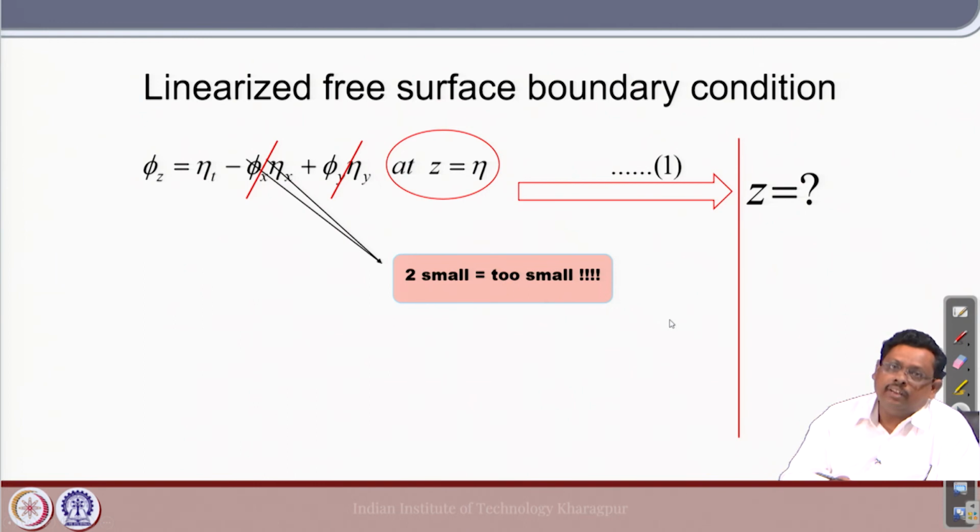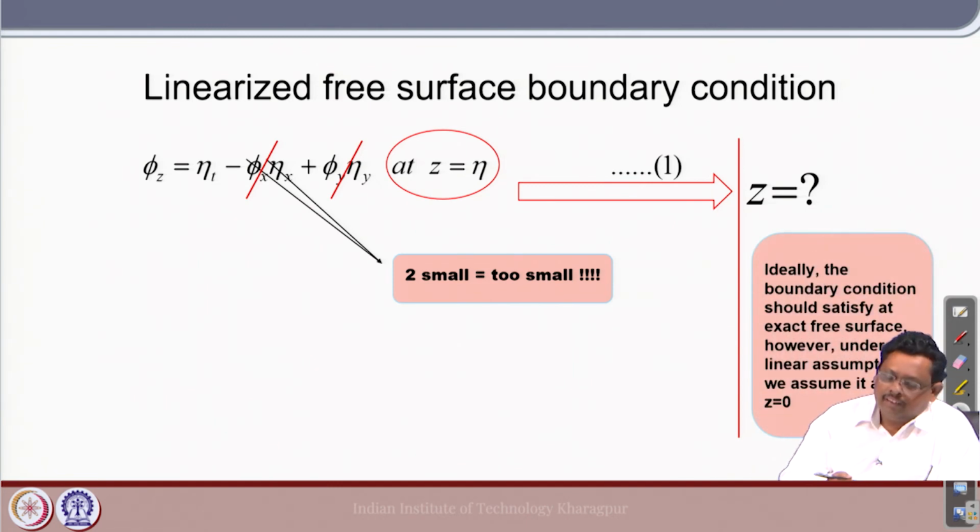This is a very important question. Ideally speaking, we should apply it at z equal to eta. That means you should apply this equation at the exact free surface. However, under the assumptions of linearity, we apply it at z equal to 0. And then finally, we end up getting the kinematic free surface boundary condition, phi z is equal to eta t.